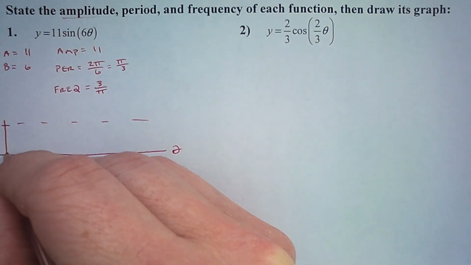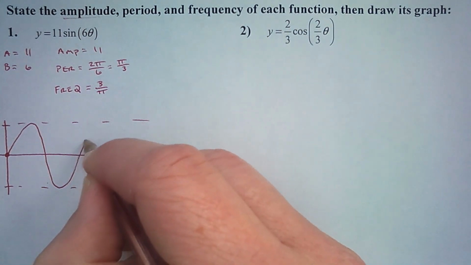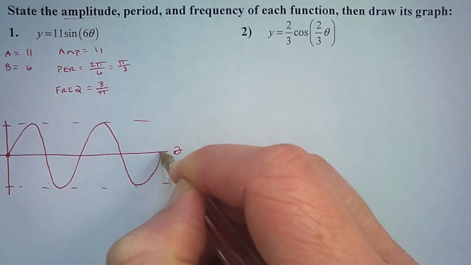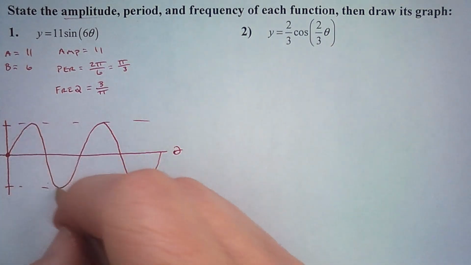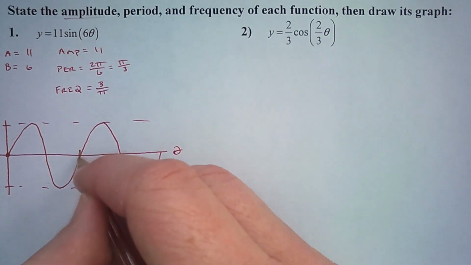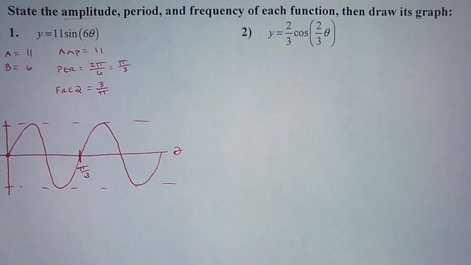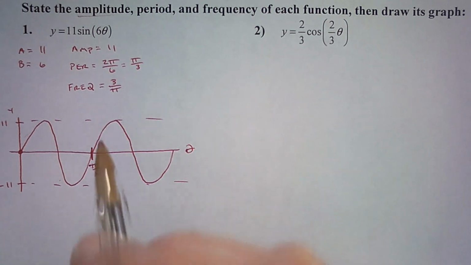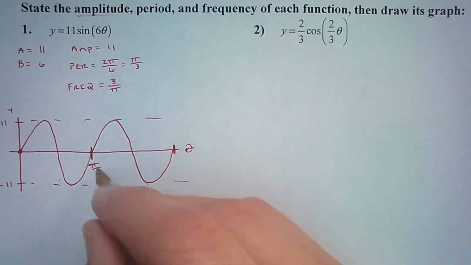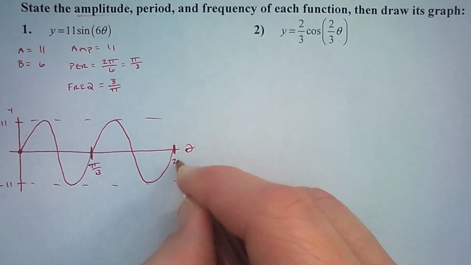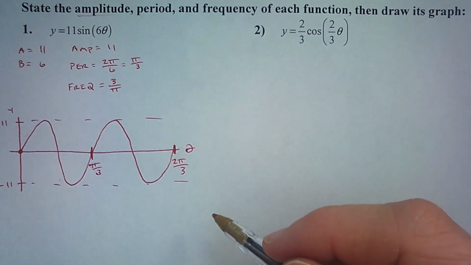And I'll draw 2 cycles here, so it goes up and back, and then down and back, and there's one cycle, and then here is a second cycle. Okay, so this begins to repeat itself right here. It starts at 0, and it goes all the way to pi over 3 by the time it has completed one cycle. And then it goes another pi over 3 to complete a second cycle. So this is 1 pi over 3. After a second cycle, it is at 2 pi over 3. And there is our graph.